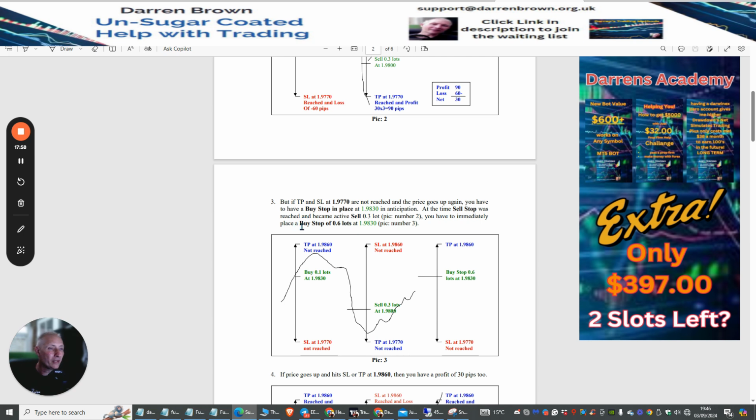You have to immediately place a buy stop of 0.6 lots. Now remember I said to you about the martingale? Martingale goes up, doesn't it? So what will happen is it will take a trade at 2, it will bounce, it will come down, and if it hasn't hit, then it will go to 4, and it will bounce, it will come down, and 6 and 8. This is the martingale effect, okay?